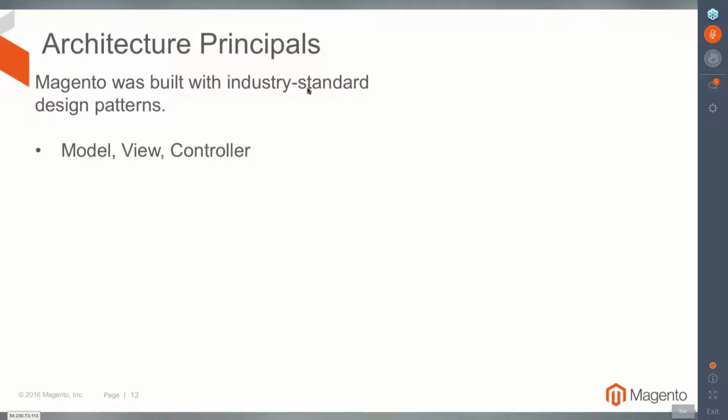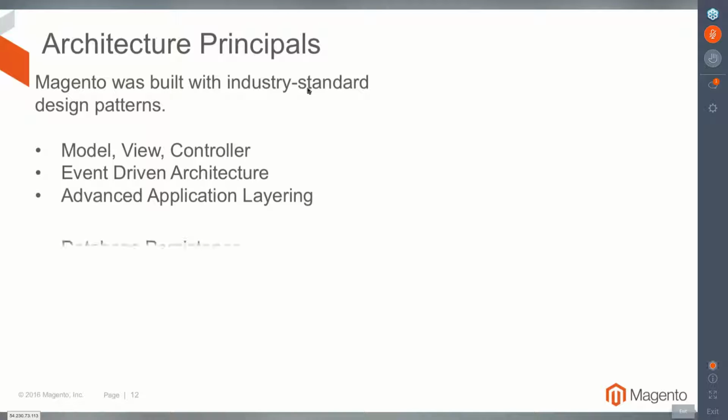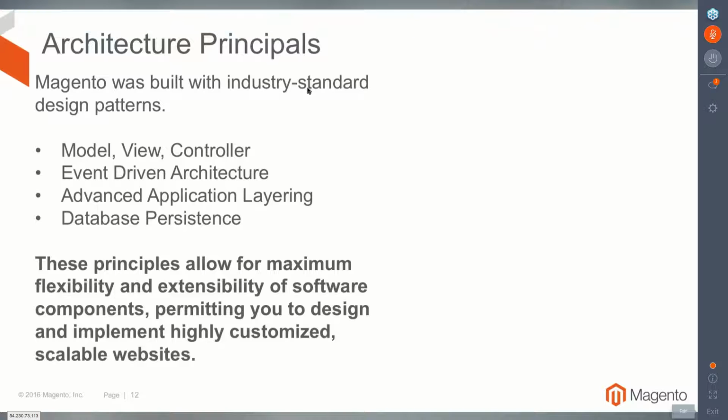The four primary principles we'll be discussing today are model view controller, event-driven architecture, advanced application layering, and database persistence. These industry standard design patterns allow for maximum flexibility and extensibility while allowing you to design and implement a highly customized, scalable website.